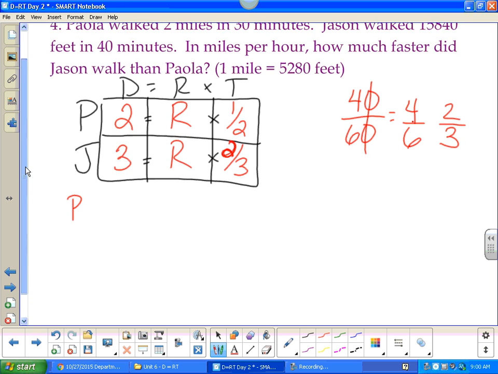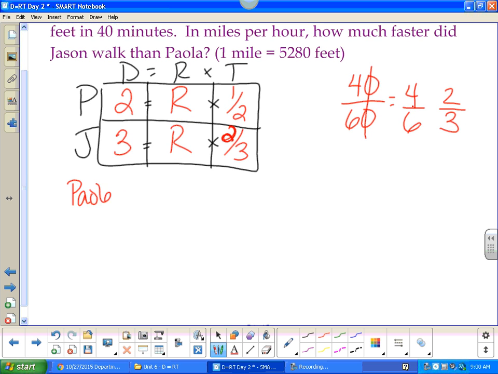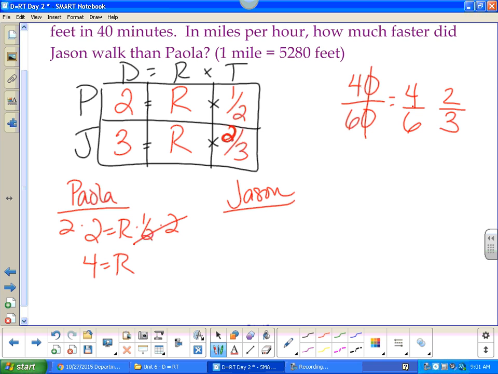So here's Paola. 2 equals r times a half. I'm going to multiply both sides by 2 to make that go away. So his rate is 4 miles an hour. Super easy. But now let's talk Jason. 3 equals r times 2/3. Now we're still going to multiply by 3 to get rid of this guy on the bottom. And that's going to give me a 9. And these 3's cancel. The difference here is it doesn't just leave me with the r. It's 2r.